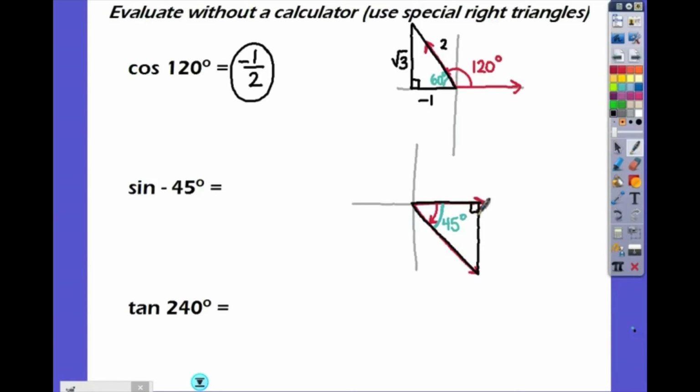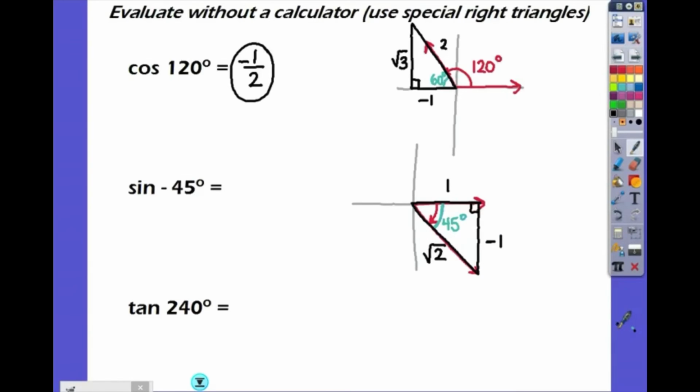45, 90 triangles, yes? Notice that one of the sides of my triangle is always on the x-axis. That terminal side is always my hypotenuse, and I've got a 1, 1, square root of 2. You want to think, are any of those negative? Well, this would be a positive x value, a negative y value, and the radius is always positive.